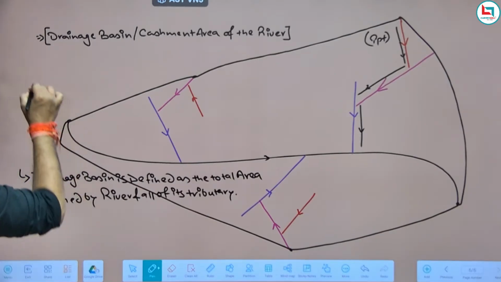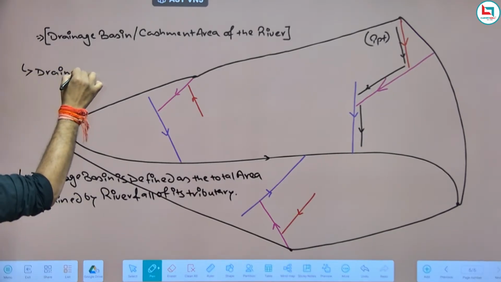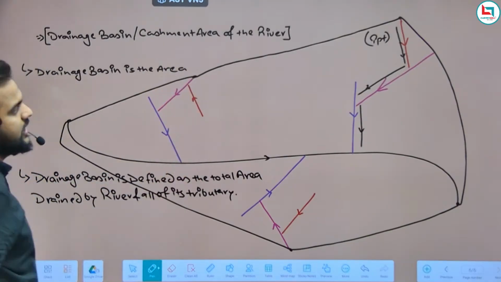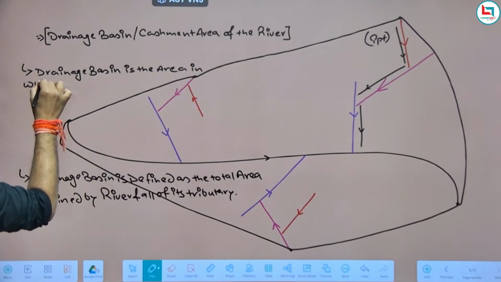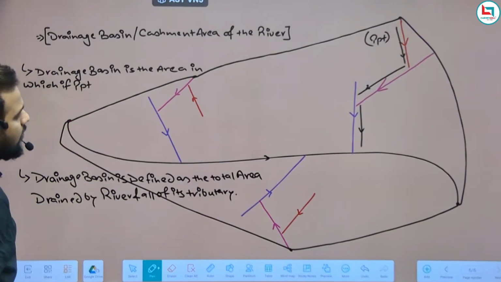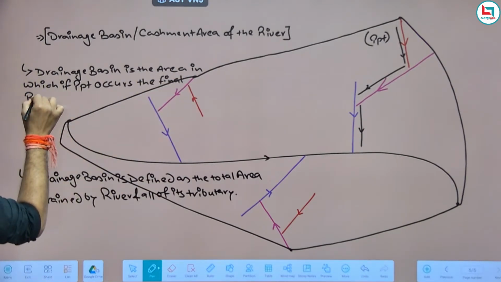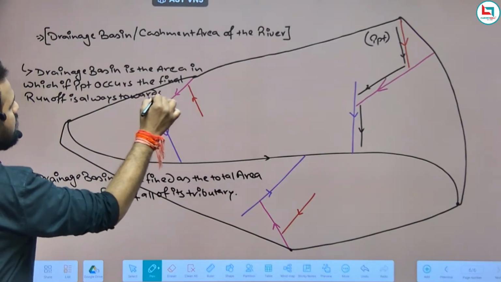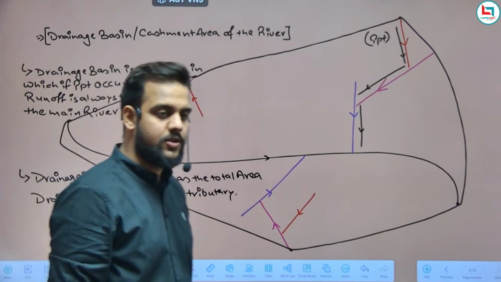Another definition of drainage basin: a drainage basin is the area in which, if precipitation, meaning rainfall, occurs, the final runoff is always towards the main river. This is the definition of drainage basin.